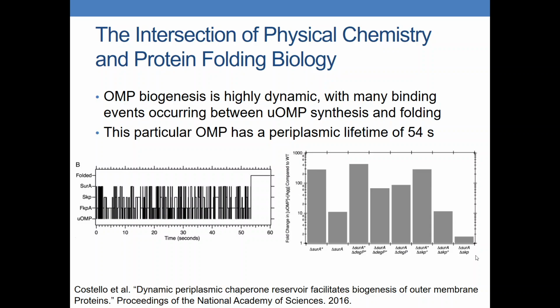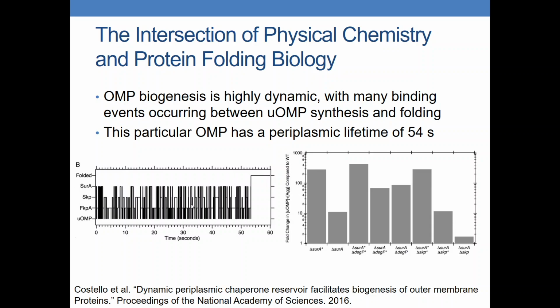Now this is to some extent a probabilistic process. The unfolded protein binds to the chaperone, the chaperone doesn't quite get it to the folded state, so it remains unfolded, but bounces around for a while until it happens to hit a conformation that ends on this FKPA chaperone and leads to formation of the folded state. So here, this particular outer membrane protein can be said to have a periplasmic lifetime of 54 seconds. So it took 54 seconds for it to reach that folded state.